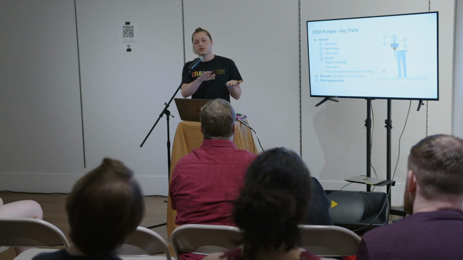And then we have the nozzle, which can come in various sizes. When I say it comes in different sizes, it's the size of the orifice at the very end. The most common is a 0.4 millimeter nozzle size, and that means that generally you're going to print layer lines of 0.4 millimeters in diameter. You'll also sometimes see 0.6.